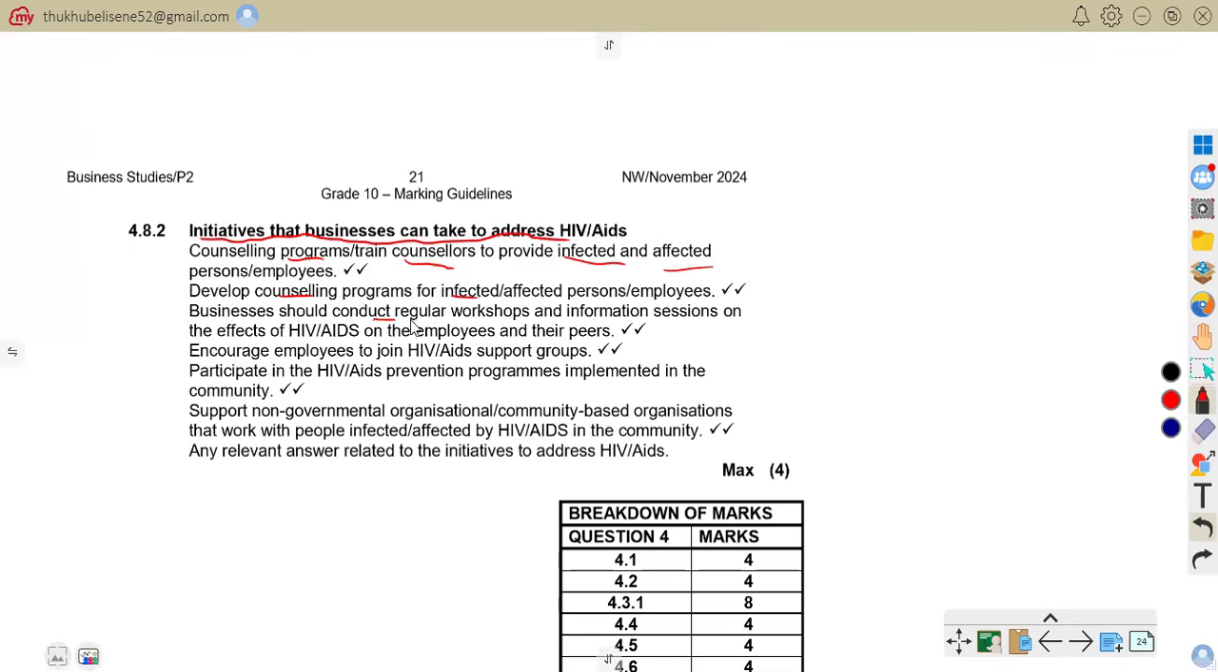Business should conduct regular workshops and information sessions on the effects of HIV/AIDS on employees and their peers. Encourage employees to join HIV support groups. Participate in the HIV prevention programs implemented in the community. So support non-governmental organizations and community-based organizations. So any relevant answer related to the above is acceptable.